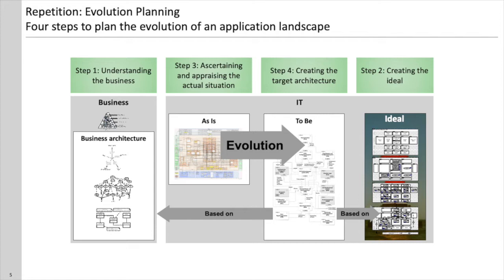And also we'll talk about how to then, in the last step, create the target architecture that we explicitly want to evolve our landscape to, which we call the to-be architecture. While the ideal is not really to be reached, this is why it's called an ideal, the to-be application landscape is what we actually want to reach via our evolution in, as I always say, 2, 3, or 5 years.